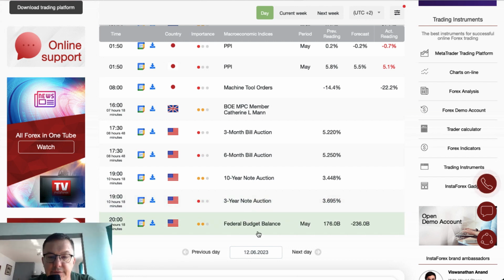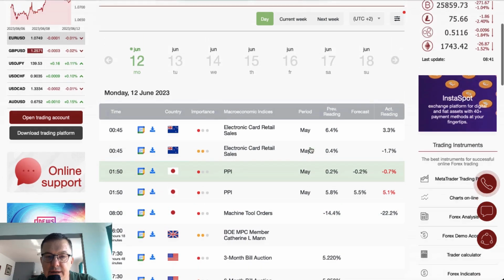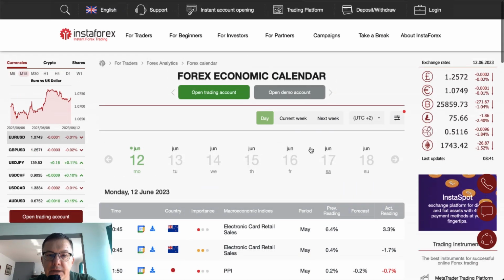The most important event of today is the federal budget balance for the month of May. So generally the economic calendar is empty today, so let's find out what is going on the charts, and I think we should do the review of the majors.